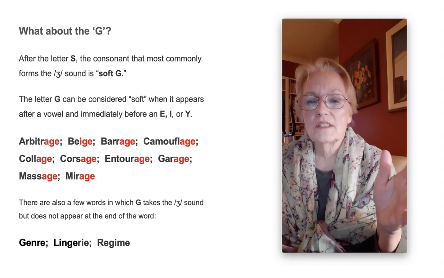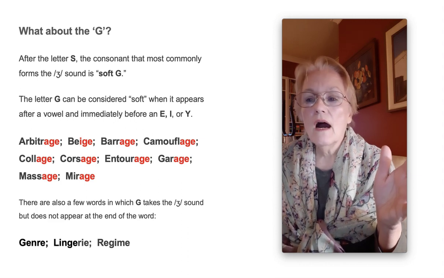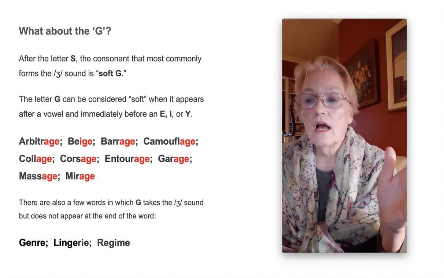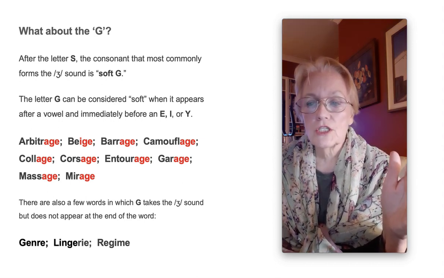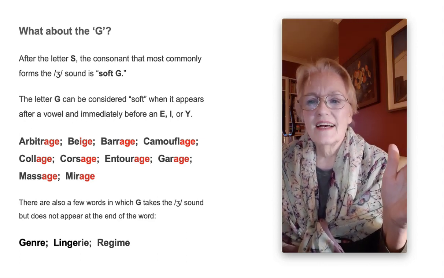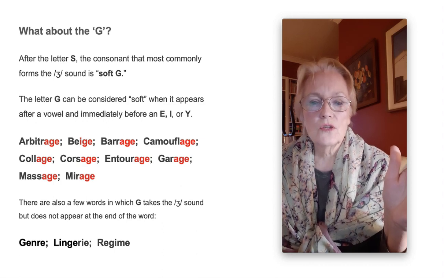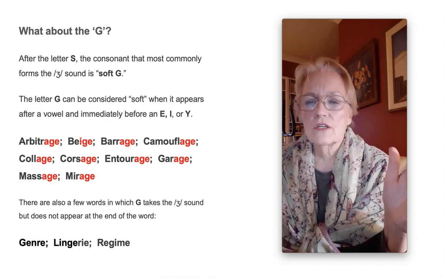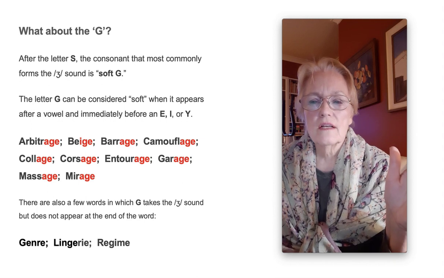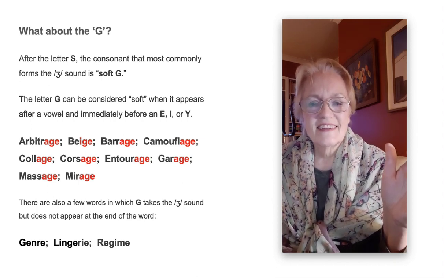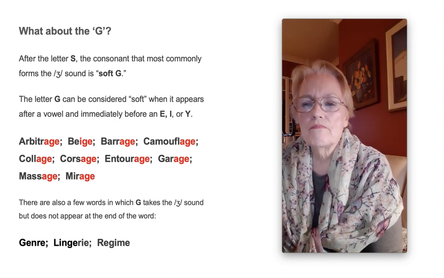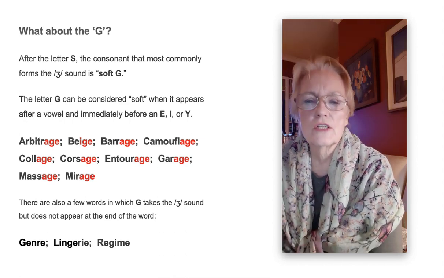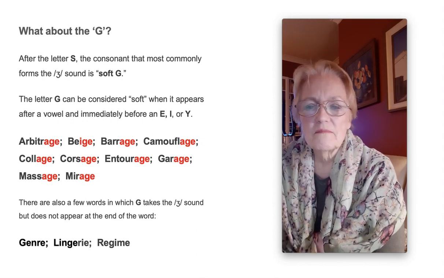Okay, let's look at the words for that J sound. Arbitrage, arbitrage. Beige, barrage. Camouflage, collage, corsage, entourage, garage, massage, mirage. Okay, massage, that's right, yes, and mirage, mirages in the desert.